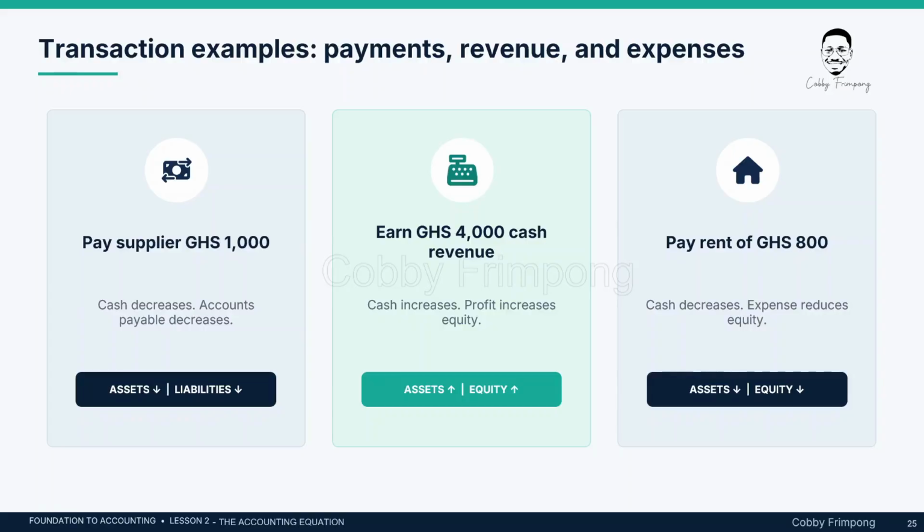Transaction examples: payments, revenue, and expenses. When the business pays a supplier, cash decreases and accounts payable decreases. When the business earns cash revenue, cash increases and profit increases equity. When the business pays rent, cash decreases and the expense reduces profit, which reduces equity.